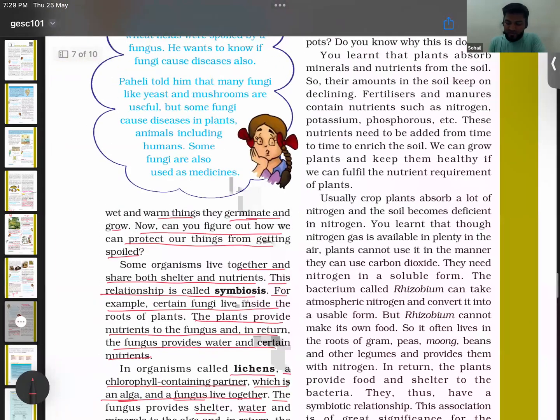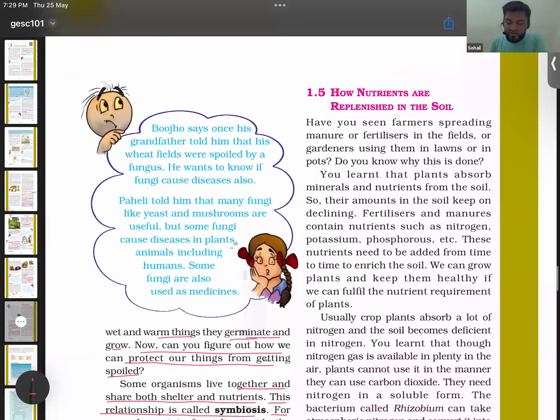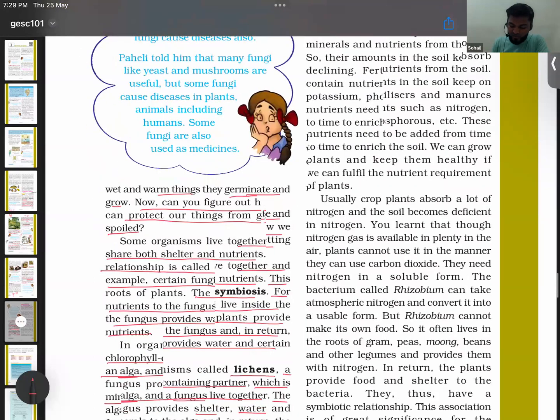Now the other section given in the answer is how nutrients are replenished in the soil. We already discussed that it can be replenished by a natural method where we grow leguminous plants which fix atmospheric nitrogen into the soil, and the other method was by addition of manures and fertilizers.